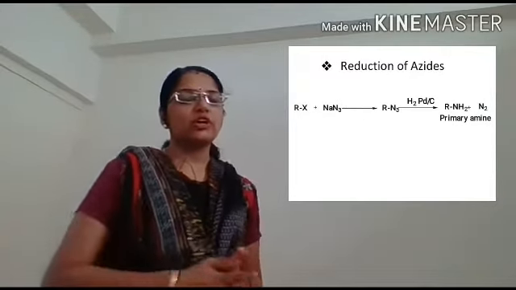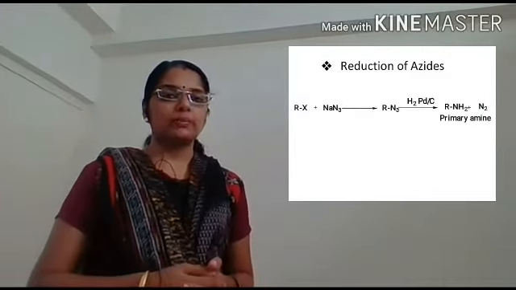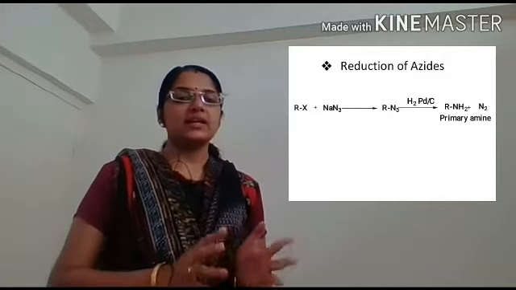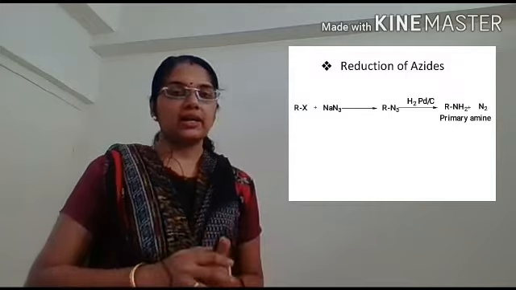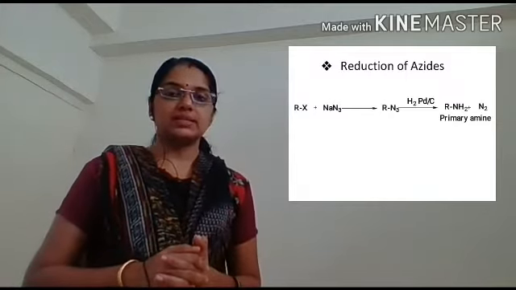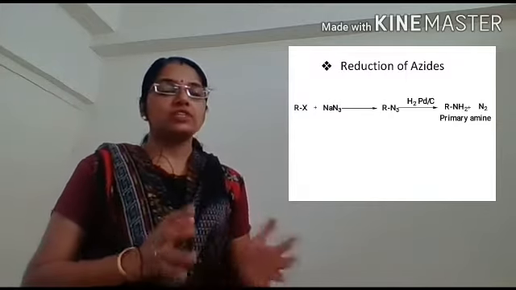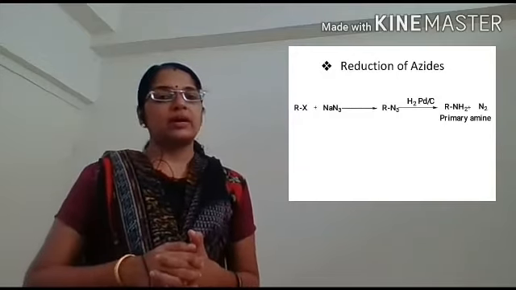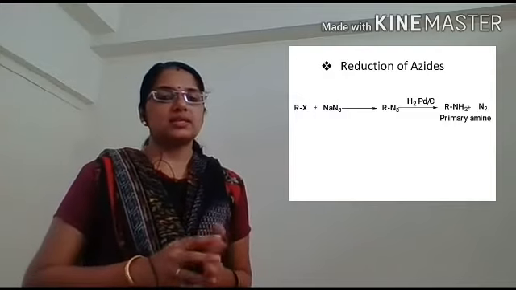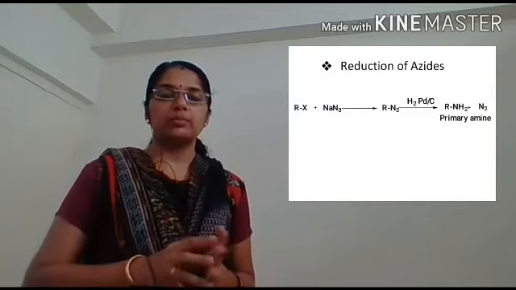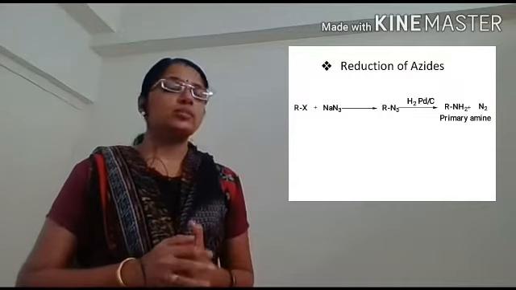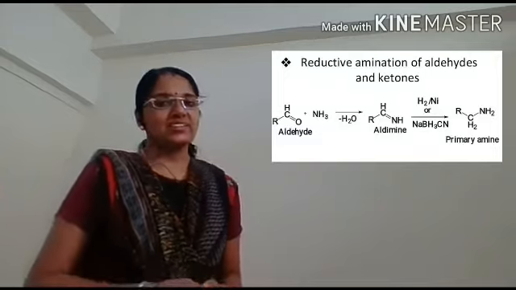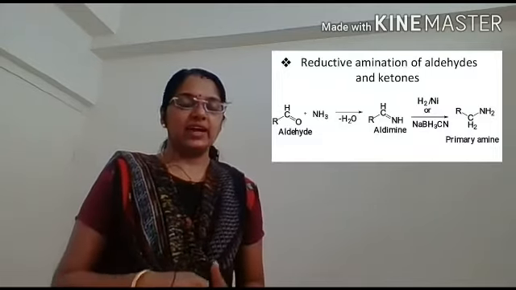Another important functionality which can be reduced to an amine is the azide. Azide has the functionality N3, and an azide can be obtained from an alkyl halide by treating with sodium azide, that is NaN3. After getting the corresponding azide, we can reduce it to a primary amine by taking any reducing agent such as hydrogen in the presence of palladium, platinum, or nickel, or lithium aluminum hydride, or sodium in the presence of ethanol, etc. The last method is the reductive amination of aldehyde and ketone.